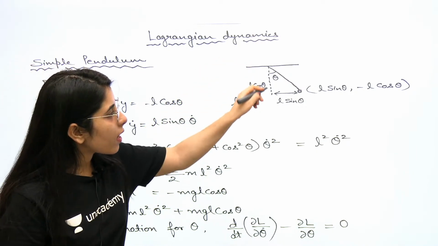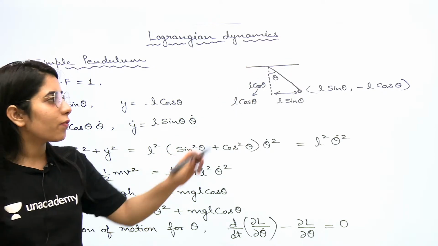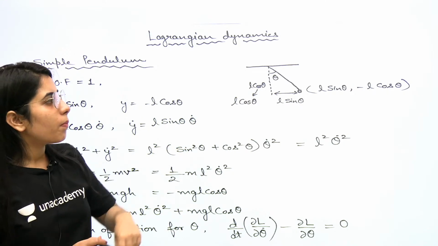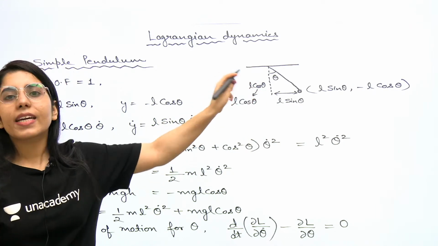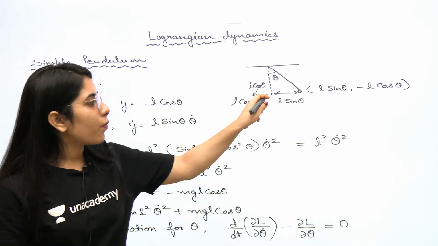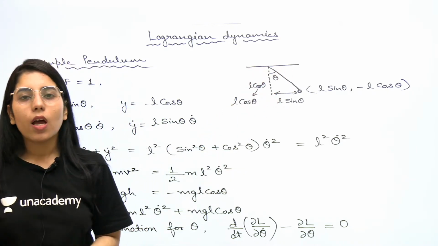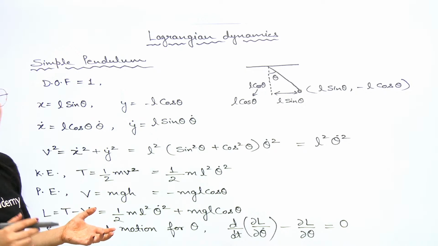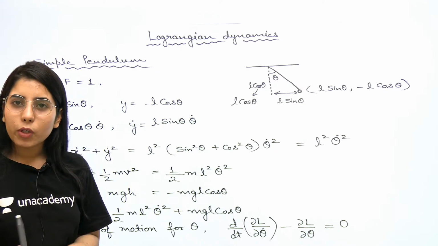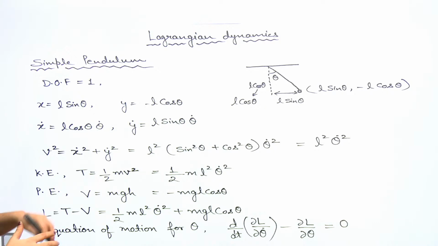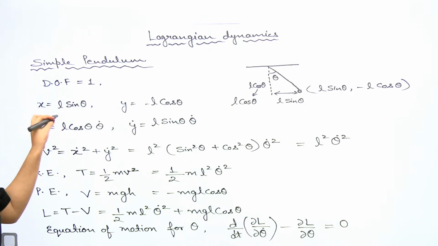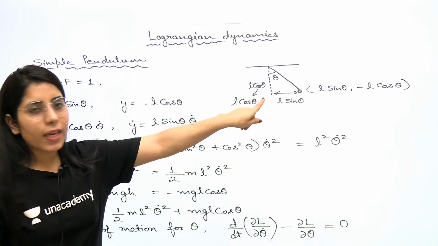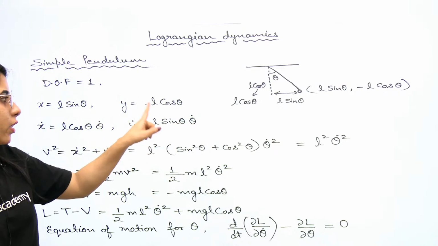So when I consider this height, what will it be? If this is the angle theta, it will be L cos theta, and we are considering it below the origin, which means we will have the negative y. Next, the x-axis distance will be L sin theta. Now let's talk about the further steps to get the potential energy and kinetic energy expressions. So x is L sin theta, and y is minus L cos theta, because it's below the origin, so it has the negative y value.